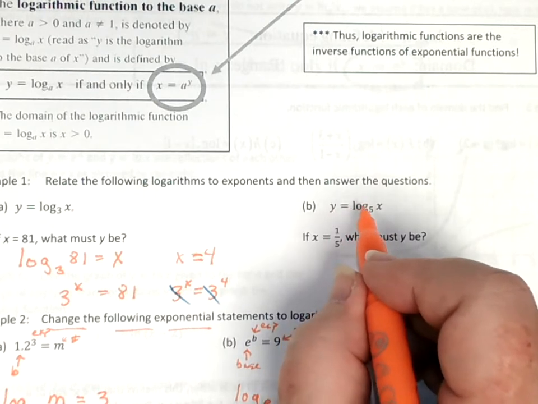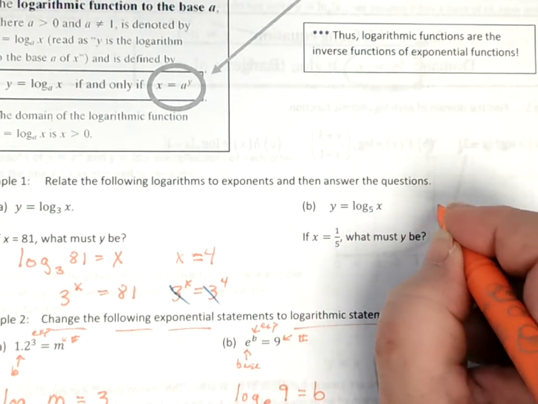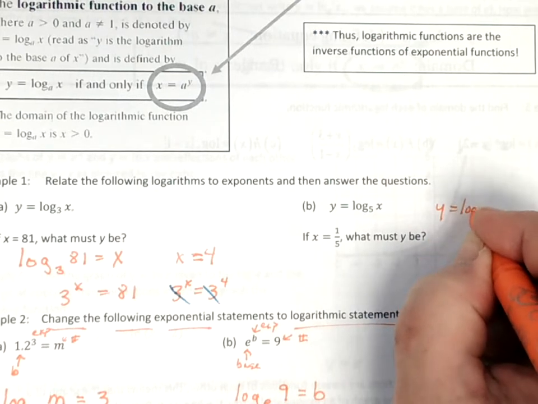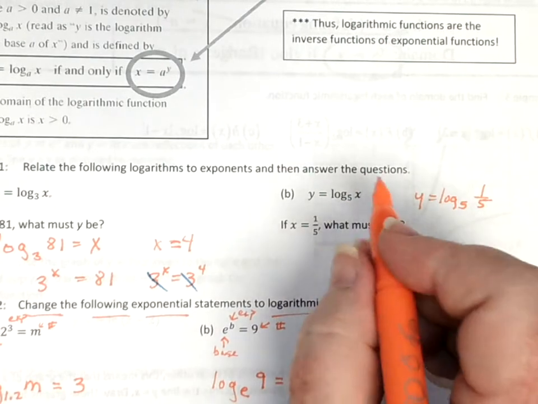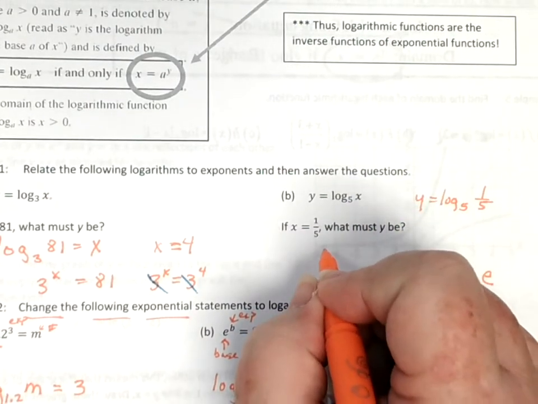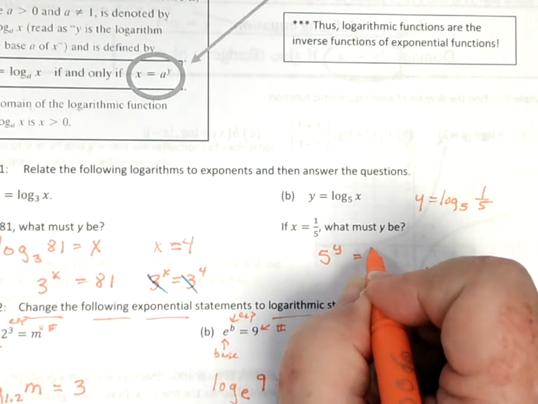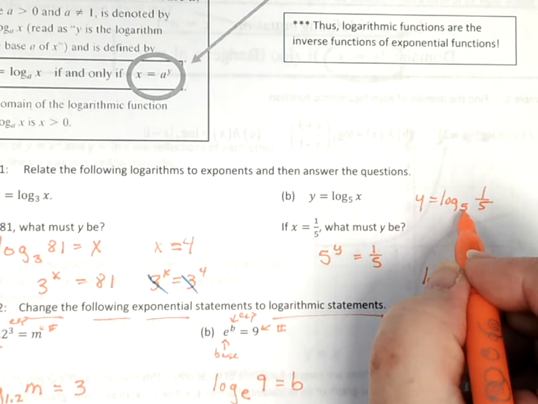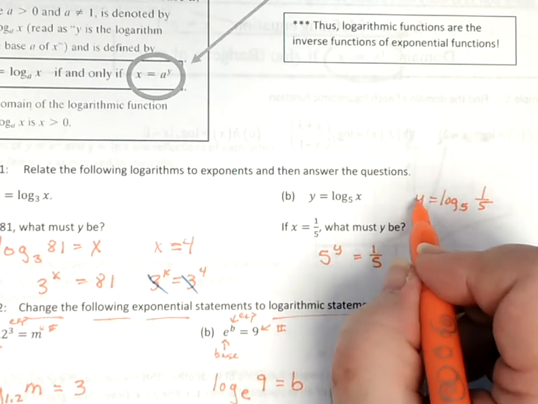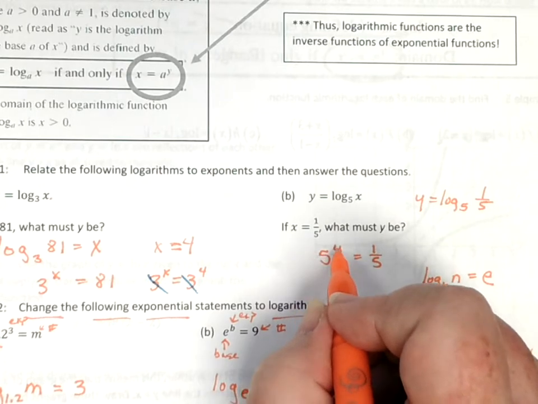Let's take a look at this problem. Y is equal to log base 5 of x, and they've told me x is 1/5. So let me rewrite it. Y equals log base 5 of 1/5. Okay, so I'm going to rewrite this. I'm going to say 5 to the y power is equal to 1/5, because there's the base, there's the number, there's the exponent, and there's the number.